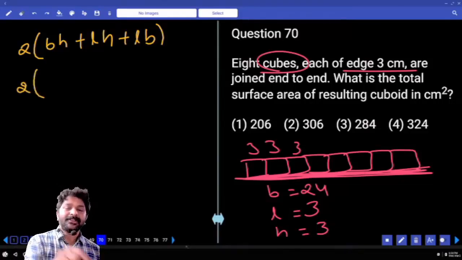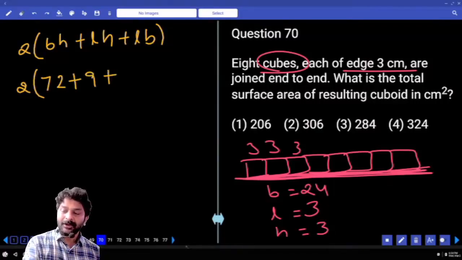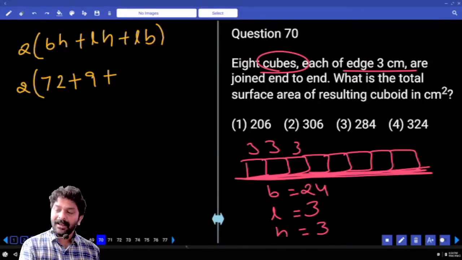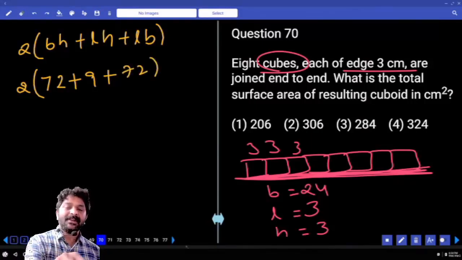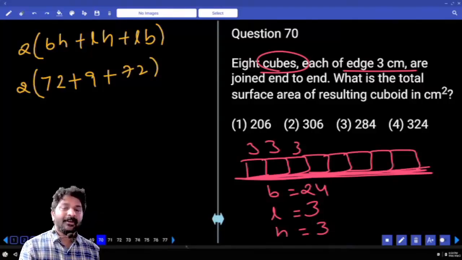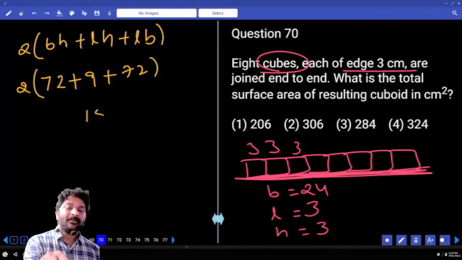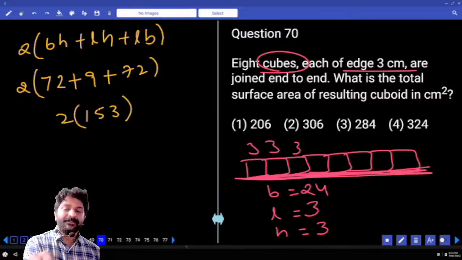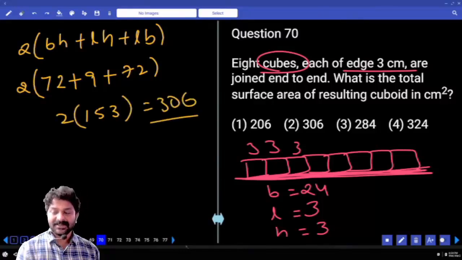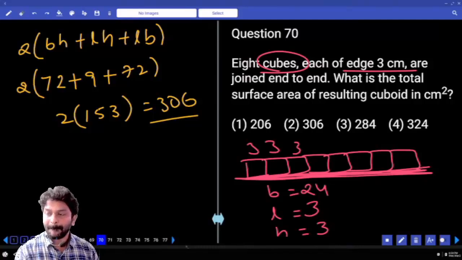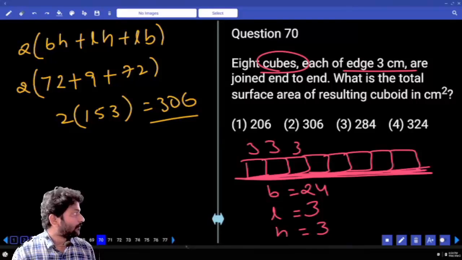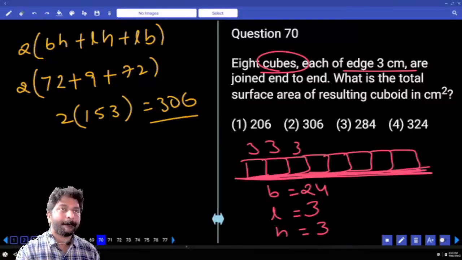BH is 24 into 3, which is 72. LH is 9. L into B is again 72. 72 plus 72 is 144, 144 plus 9 is 153. 2 times 153, answer 306. Understood?